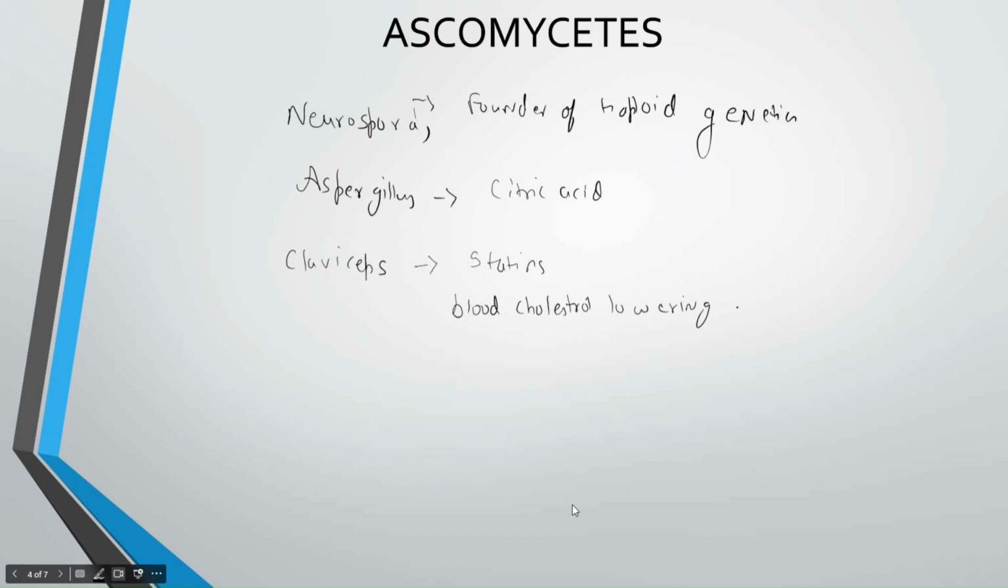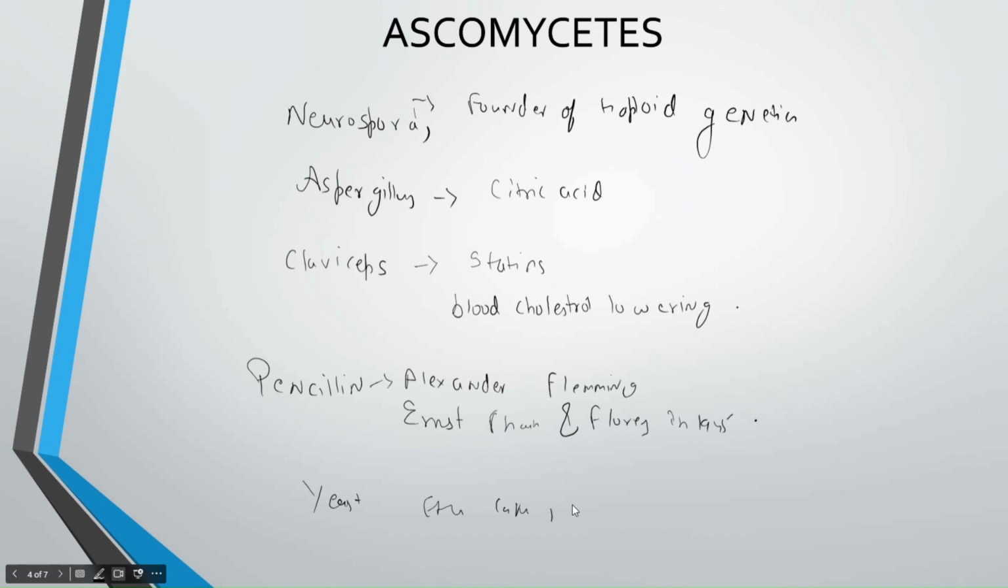Further on, we study some other famous examples like penicillin, the first antibiotic, whose full potential was studied by Ernst Chain and Howard Florey in 1945. They were awarded the Nobel Prize. However, it was discovered by Alexander Fleming. At last, we have yeast used in the production of ethanol, cakes, pastries, bread.